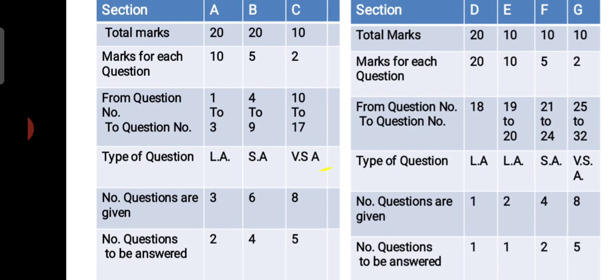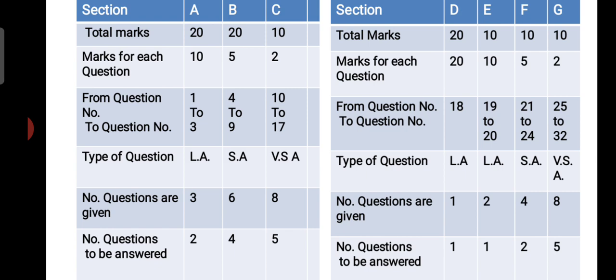And if you see, in section A, each question carries 10 marks. In section B, each question carries 5 marks. In section C, each question carries 2 marks. Now you observe, section A begins from question number 1 and ends at question number 3. In the same way, section B begins at question number 4 and ends at question number 9. And if you see, section C begins at question number 10 and ends with question number 17. So in this way, the questions will be given in the part A question paper, the commerce question paper.